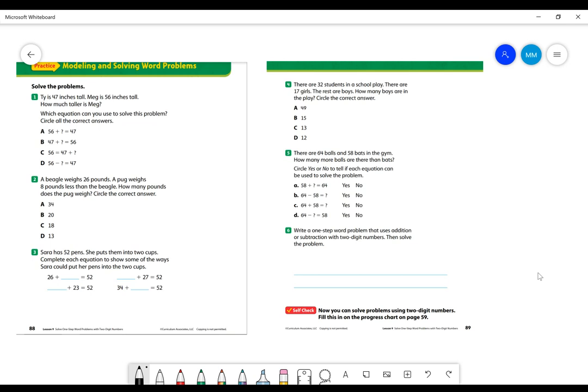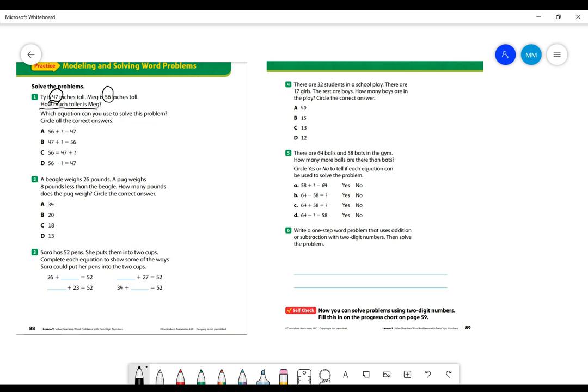It says Ty is 47 inches tall. Meg is 56 inches tall. How much taller is Meg? It's a word problem, so let's read it again. It says Ty is 47, and I'm going to circle it, 47 inches tall. Meg is 56 inches tall. How much taller is Meg? All right, it says, which equation can you use to solve this problem? Circle all the correct answers.